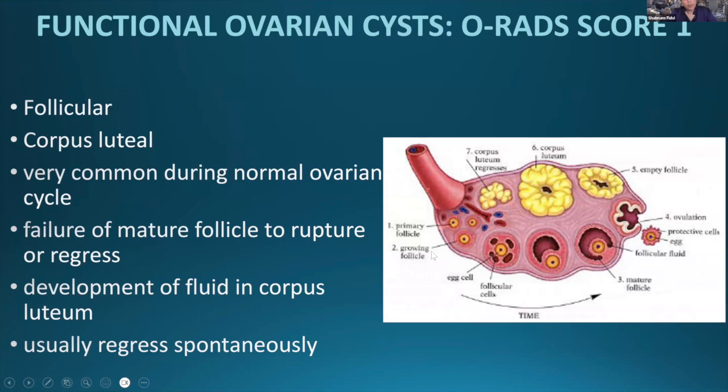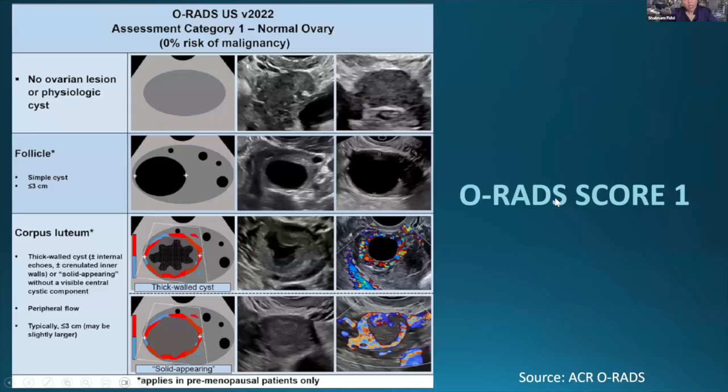In a menstruating female, they're very common during a normal ovarian cycle, which is shown by the schematic here. Now, a follicular cyst occurs when a mature follicle fails to rupture or regress. After ovulation, a corpus luteal cyst typically regresses. If the patient gets pregnant, then it'll continue as the corpus luteum of pregnancy up until 16 weeks, after which the placenta takes over the function of pregnancy.